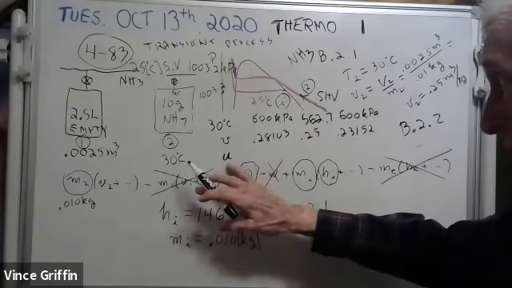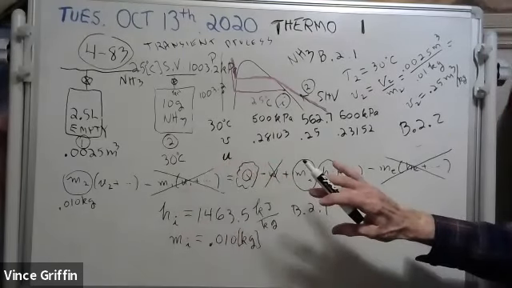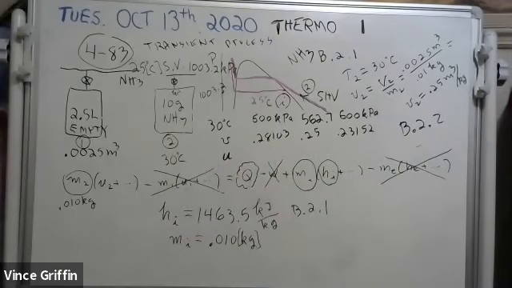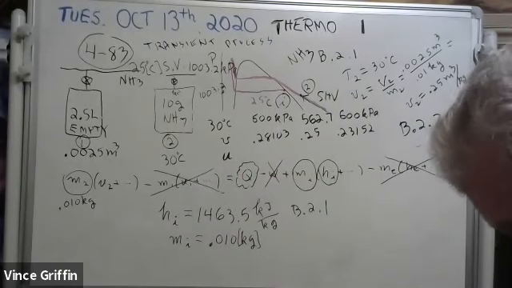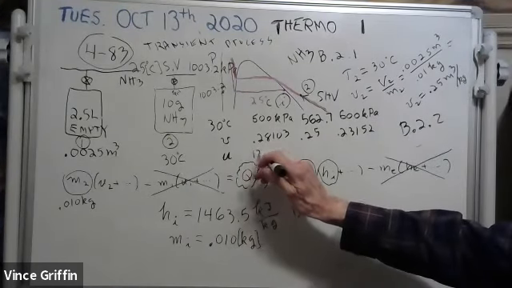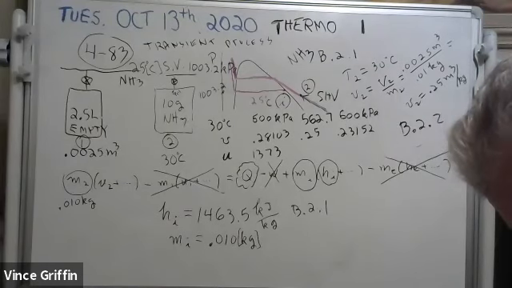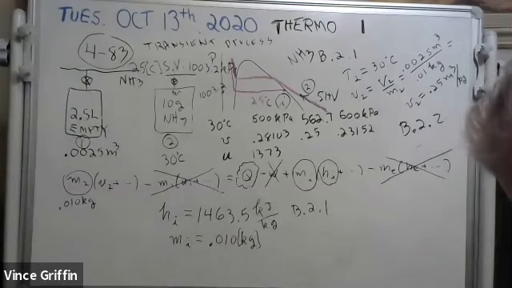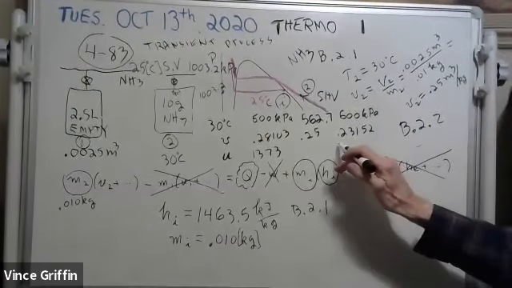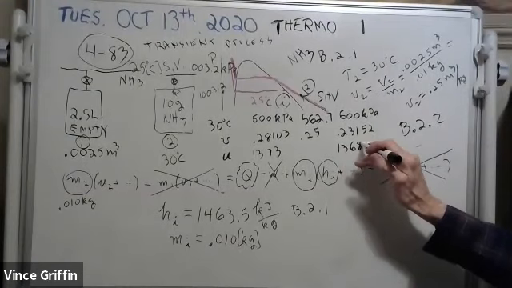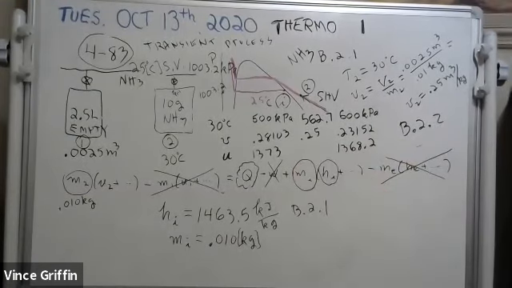And now we're going to get this specific internal energy. I need to write these down though. Hang on. Let me find those. At 30 degrees Celsius and 500, that is 1373. And at 600, it is 1368.2. Now we're gonna get the specific internal energy. We're gonna have to interpolate.